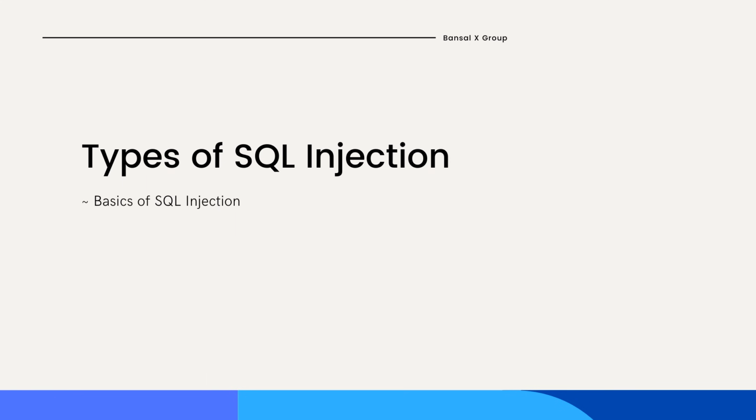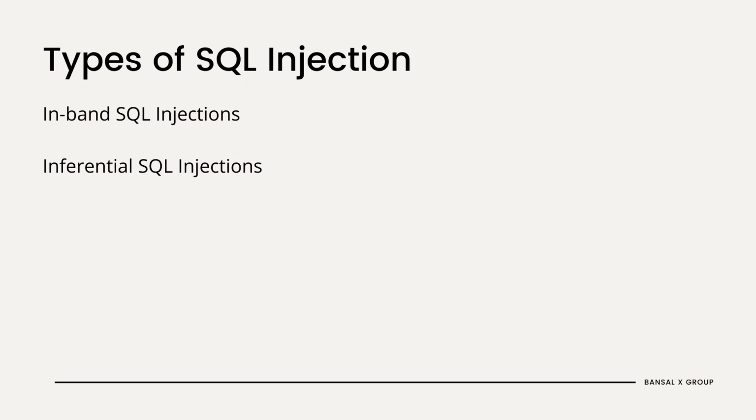Types of SQL injection. There are multiple types of SQL injections which you should be aware of, because depending upon the target and the situation, you may have to switch between one type and another. There are two major categories of SQL injections. First one is in-band SQL injection, and second is inferential SQL injection. In-band SQL injection occurs when you are able to get the response from the website. It can be some data or it can be some error.